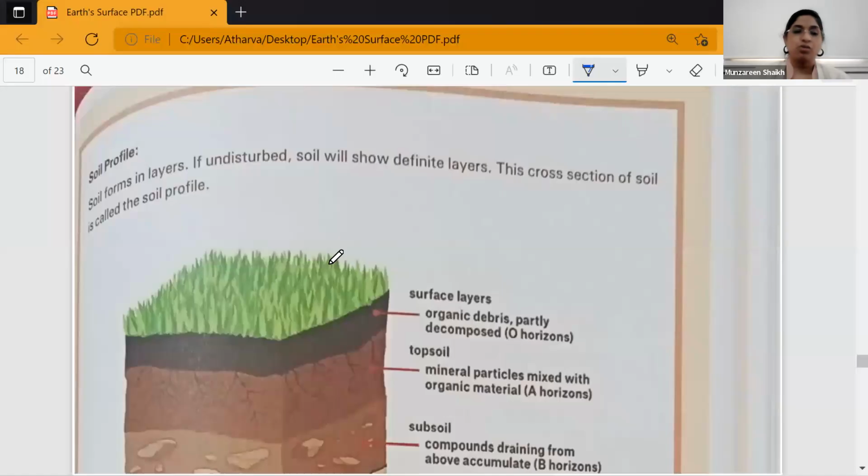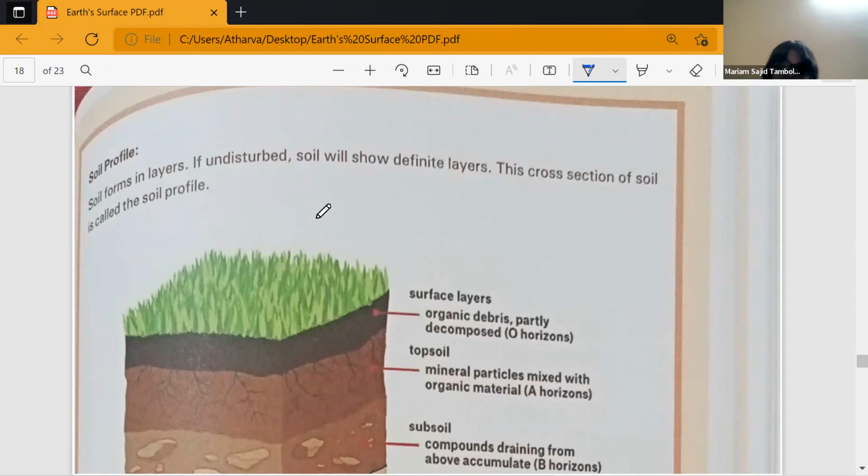So, soil profile. Soil profile forms in layers. If undisturbed, soil will show definite layers. This cross section of soil is called the soil profile. So soil has different layers. You remember when we were doing the formation of soil, at that time also we saw it had different layers.